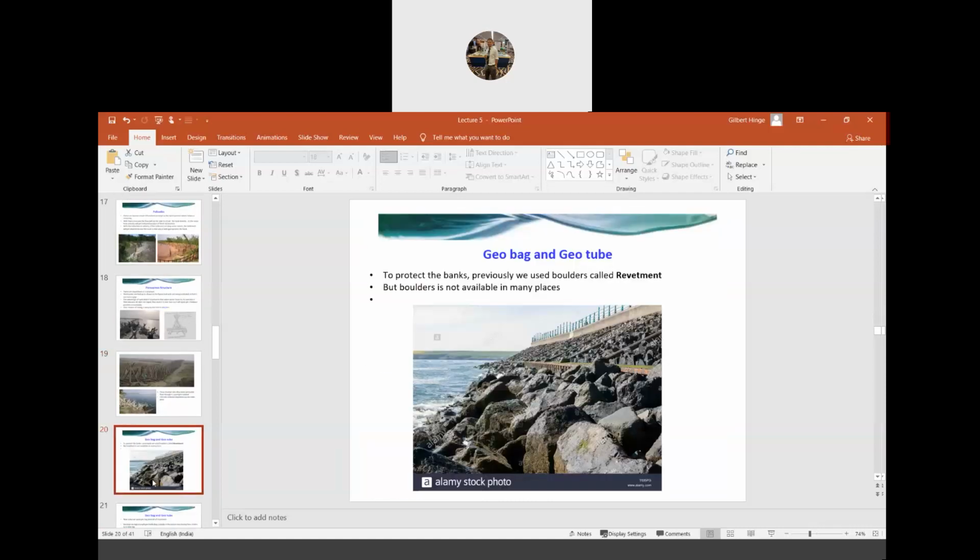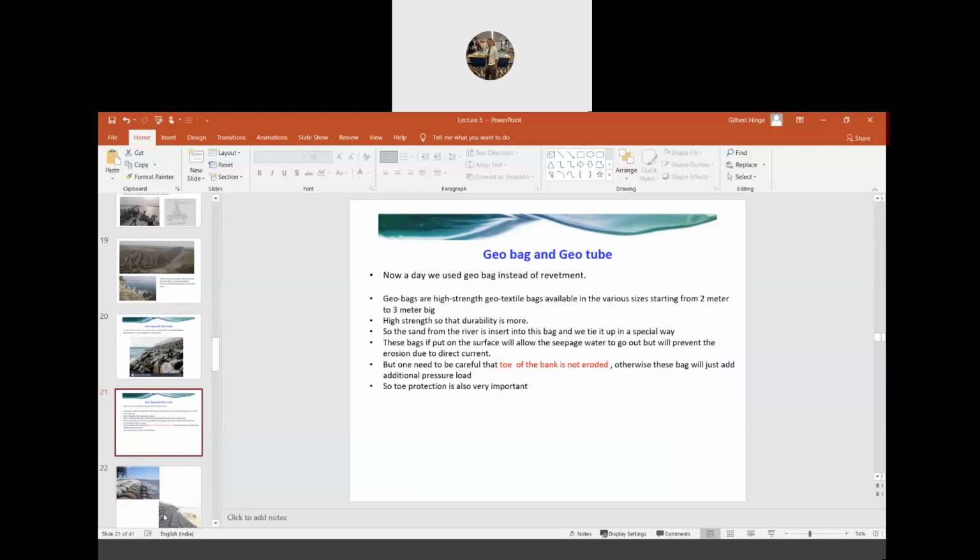Then we discussed geobag and geotube. I said that most of the time, if stones are available, then we go for revetment. We put some kind of stone here in order to protect this bank. However, sometimes it may happen that boulders are not available. In that case, we go for a geobag, right?